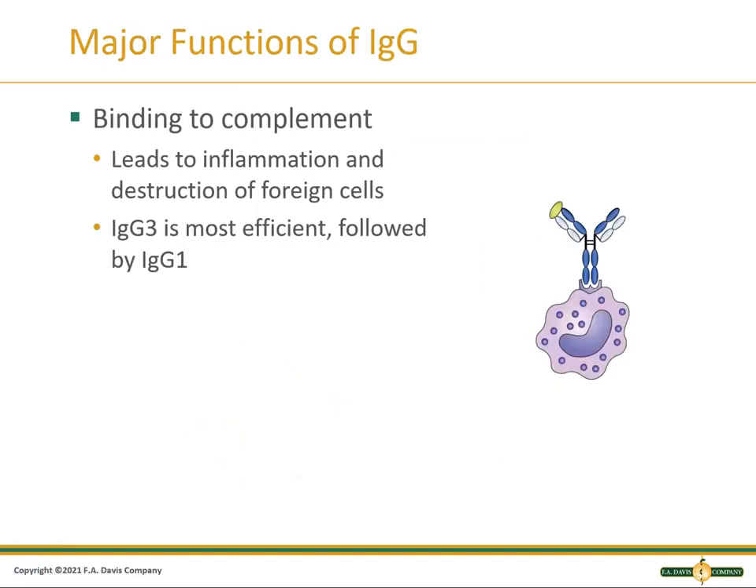So what are the major functions of IgG? It binds to complement. We talked a little bit about it in hematology. Complement is a series of proteins that can actually destroy cells. So one of the major functions of IgG is that it binds to complement, which leads to inflammation and destruction of foreign cells. IgG3 is the most efficient, followed by IgG1. Here's showing you IgG, there's the antigen, and here's complement attaching. Eventually it allows phagocytosis to happen also. But it's just showing you inflammation and destruction of whatever this foreign thing is.